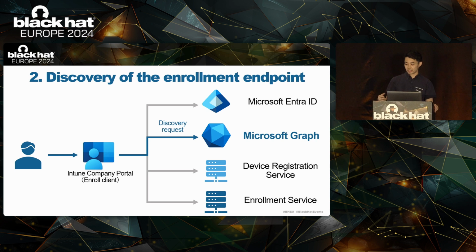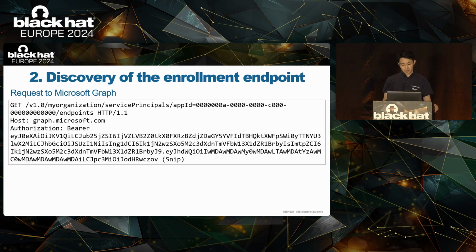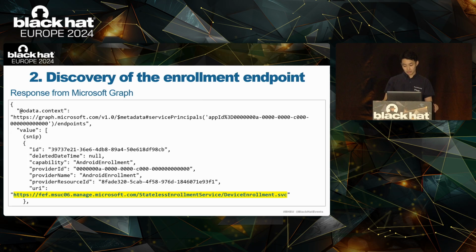And with the acquired token, the app sends discovery request to know which server to talk with for device enrollment. And here is the example of the request to discover the enrollment endpoint. Then it receives JSON responses like this, and it has the URL for the device enrollment service of Intune. And this URL is used for enrolling device to Intune later.